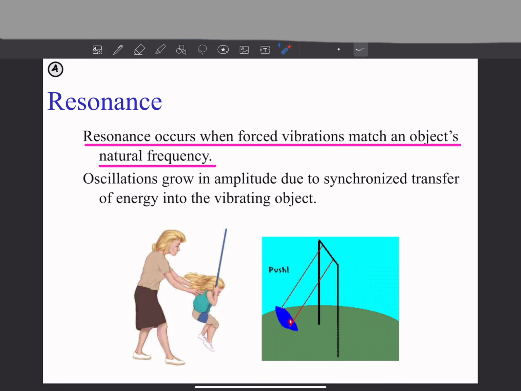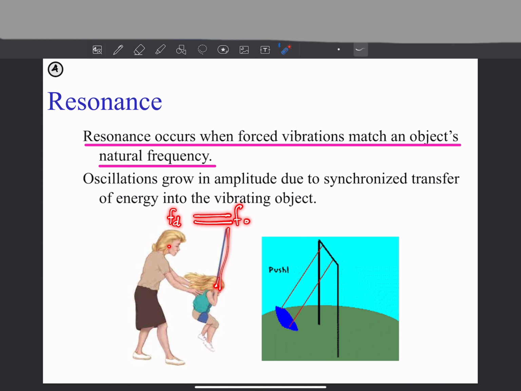In this case, you have suppose a swing and the mama is pushing again and again. So the forced vibration of the mama is nothing but Fd, and this pendulum or swing has its natural frequency.